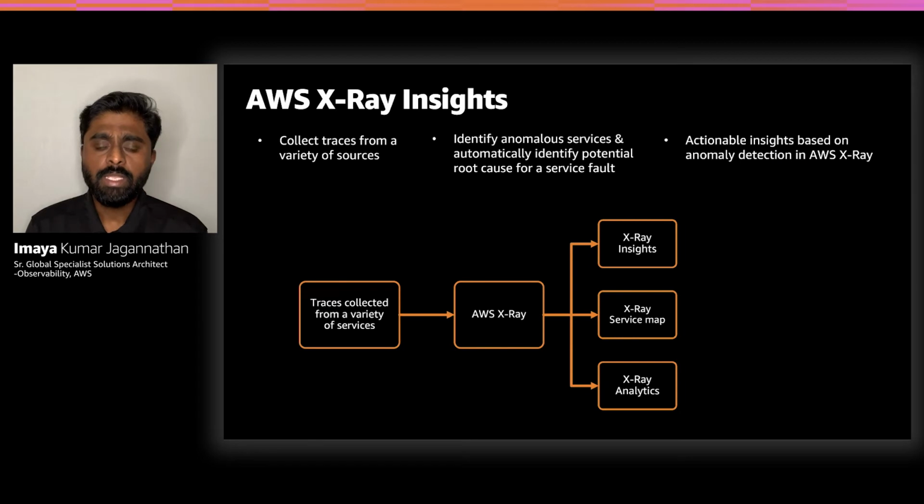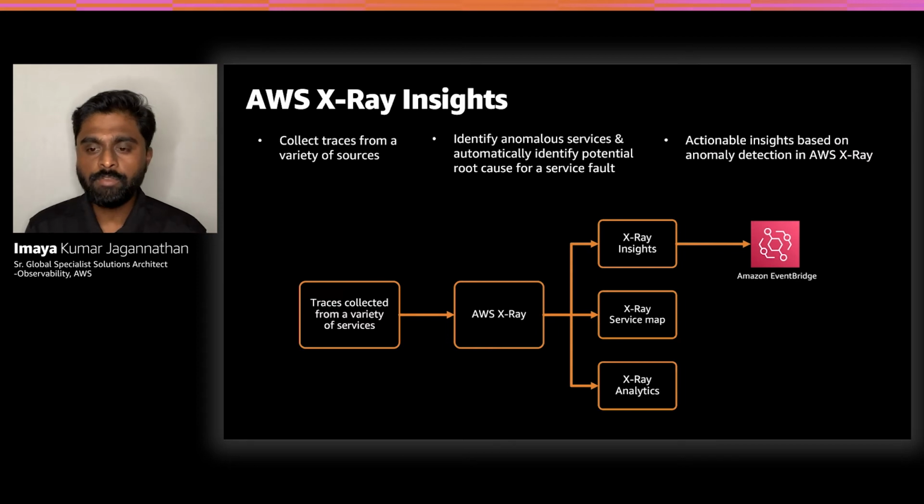As you know, AWS X-Ray allows you to easily collect traces from your services, giving the ability to see a service map, analyze traces using X-Ray analytics, filter traces using filter expressions, create X-Ray groups based on specific filter expressions, and so on. Now with the newly launched X-Ray Insights feature, you can have actionable insights based on anomaly detection in AWS X-Ray traces. X-Ray Insights will also automatically identify anomalous services and identify potential issues for a service fault.